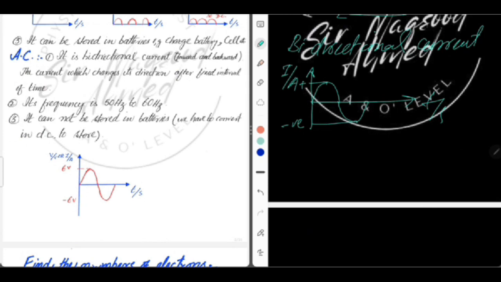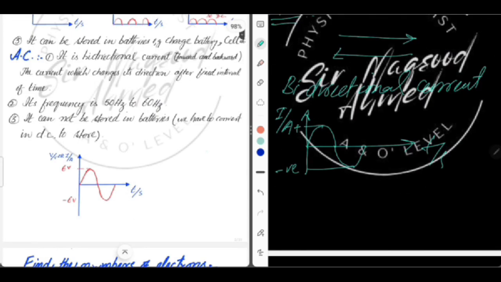In houses and factories, we use alternating current. The frequency for that current is approximately from 50 Hz to 60 Hz. Alternating current cannot be stored. If we want to store the current, we have to convert AC into DC, direct current, by using a rectifier.